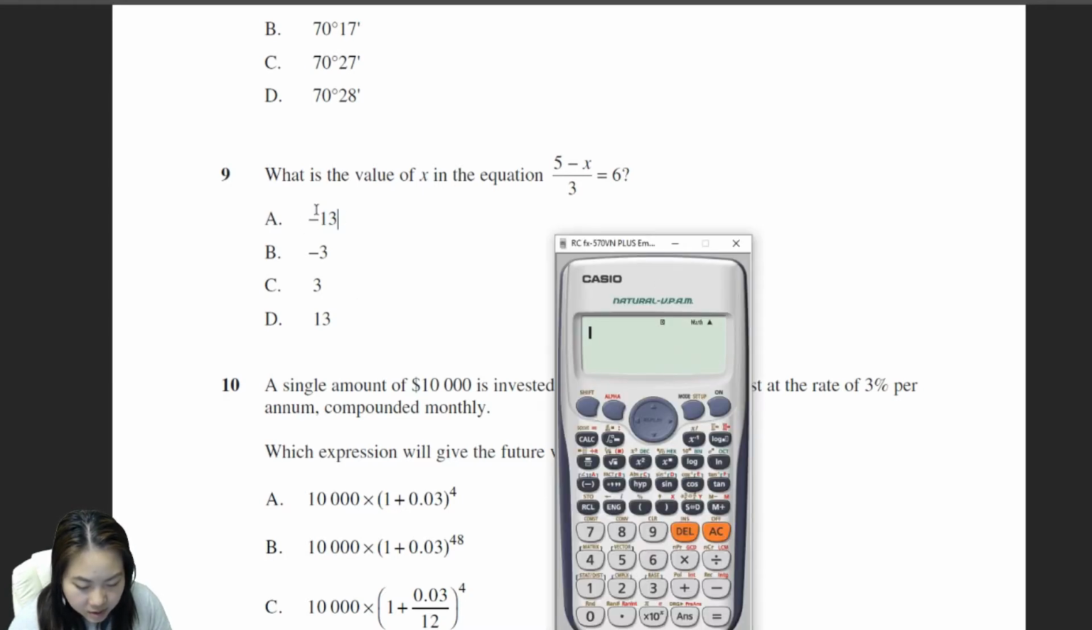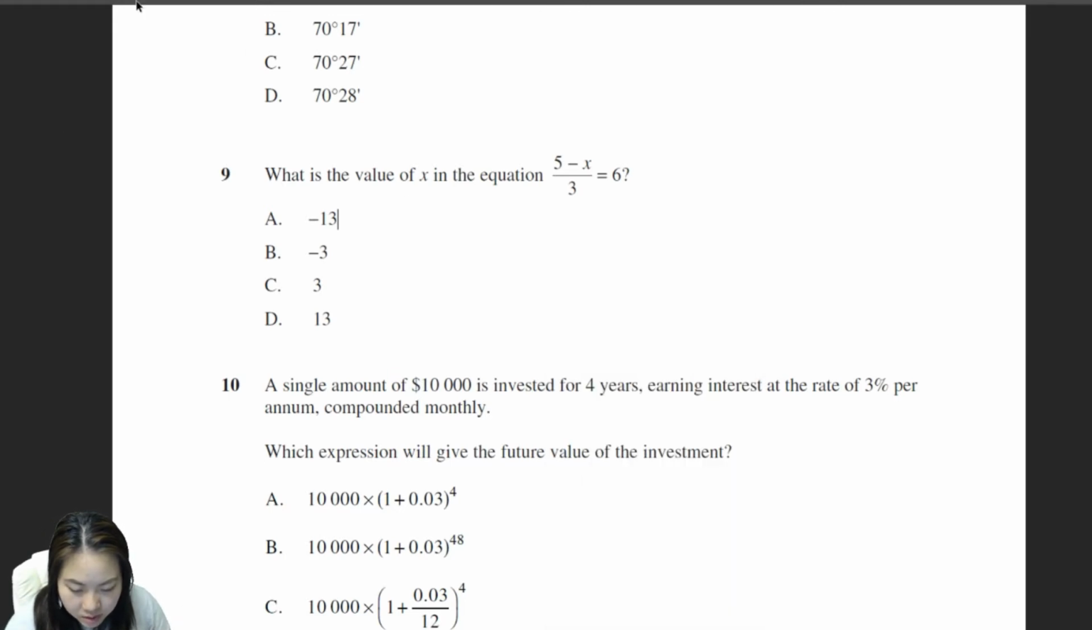I'm going to double check that to see if I got it right. So all I'm doing is I'm going to put negative 13 into where x is and see if I get 6. So 5 minus negative 13 all over 3, and it's 6. Good. I'm 100% sure 9 is A.